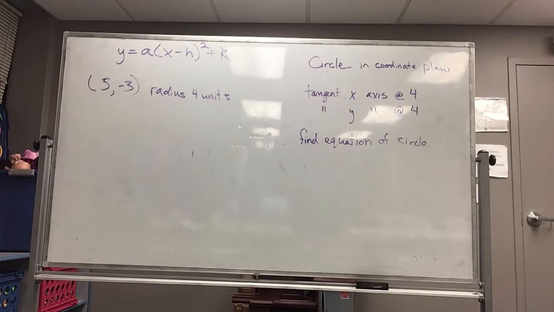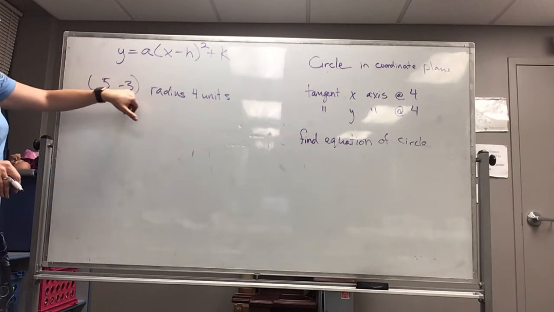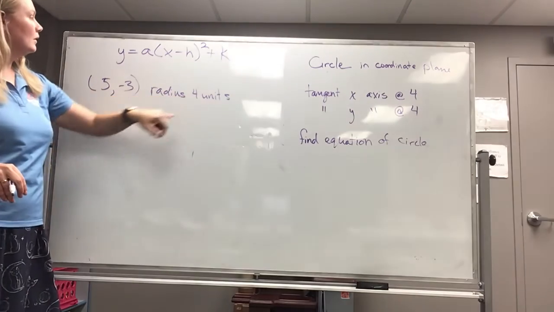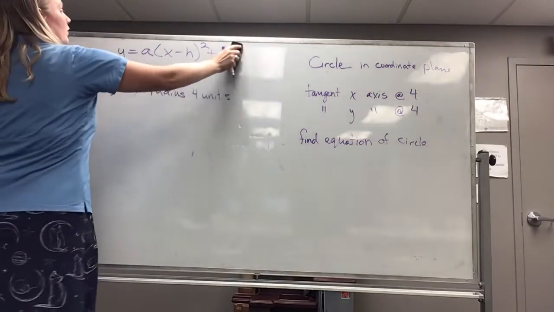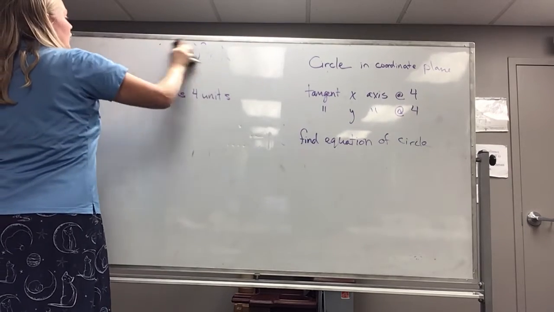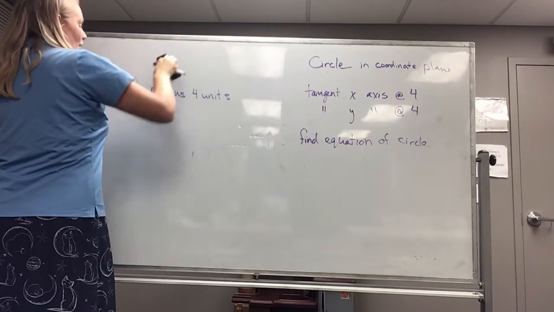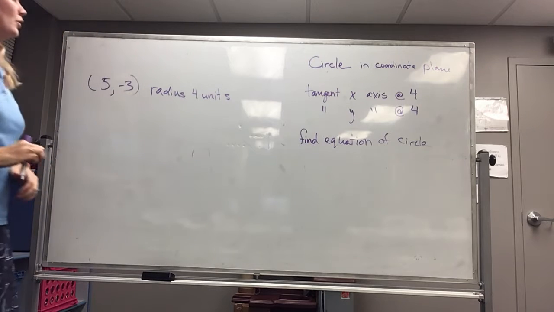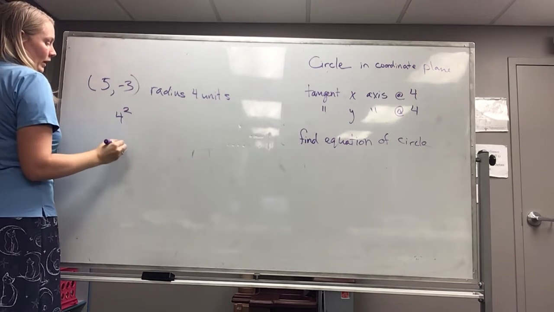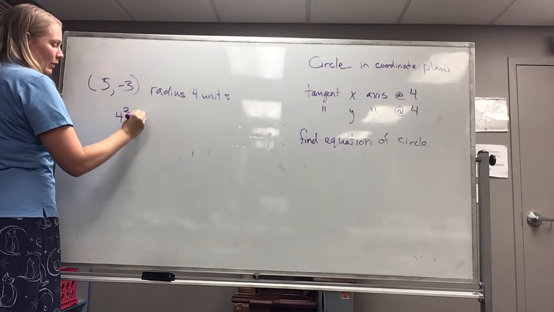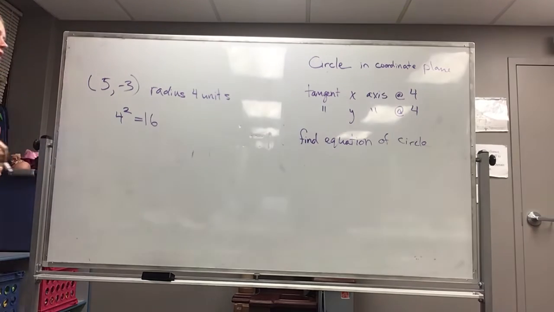All right, so going over this, our radius is 4 units. In our equation, we need to have this equal to radius squared, and so you can say 4 squared, but it's most likely they will have multiplied it out to 16 for our radius squared.